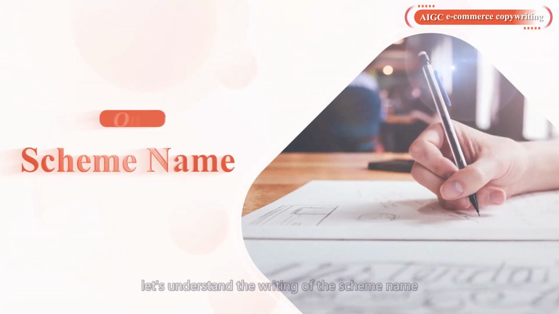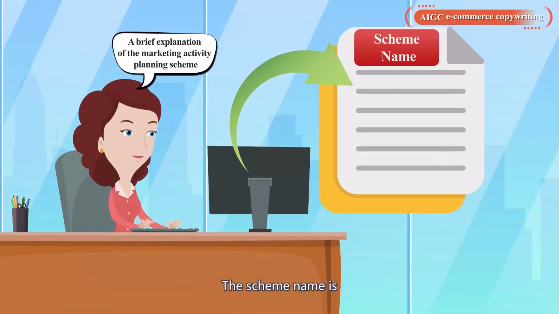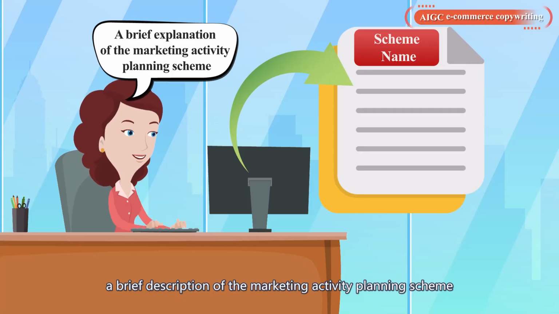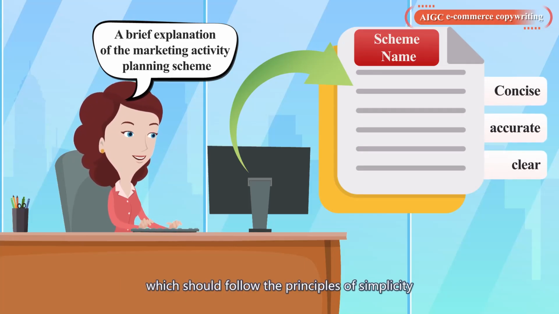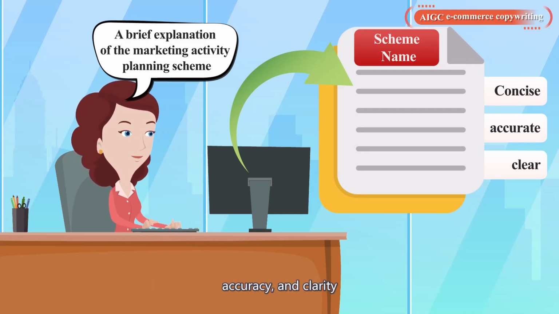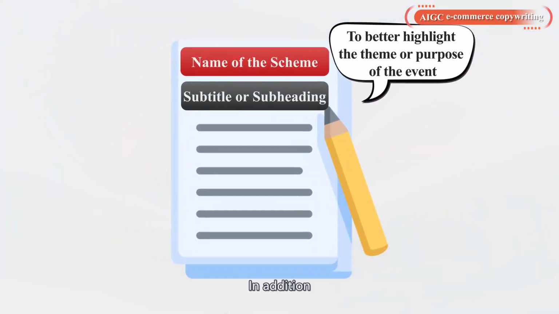Firstly, let's understand the writing of the scheme name. The scheme name is a brief description of the marketing activity planning scheme, which should follow the principles of simplicity, accuracy, and clarity, making it easy for people to understand and quickly obtain information. In addition, to better highlight the theme or purpose of the event, subtitles or subheadings can be added.